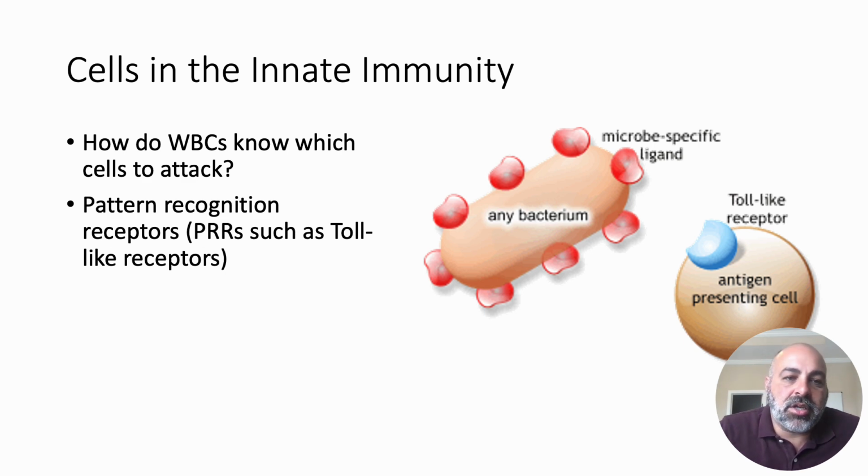All right. So how do the white blood cells know who to attack? Well, they're reading these PAMPs, okay? The pathogen-associated molecular patterns, the braille on the surface. They're using PRRs, pattern recognition receptors, or toll-like receptors. And they're reading this braille, and that's how they identify that it is foreign.